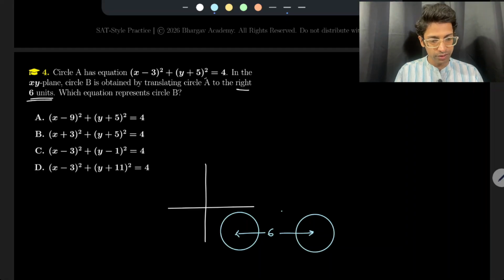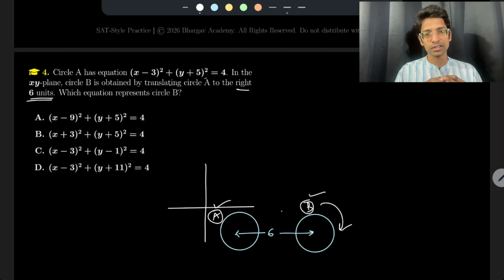Now what is the question asking you? This is circle A, this is circle B. It is asking you the equation of circle B. So the first thing that you need to understand is that the equation of circle B and the equation of circle A both have the same radius, because we are only translating it, we are not increasing or decreasing the radius. So this is the first understanding. The only thing that's changing is the center of the circle. The radius is remaining exactly the same.